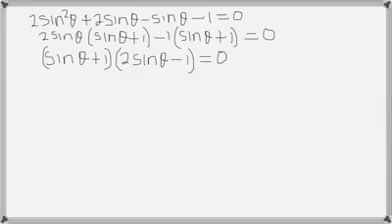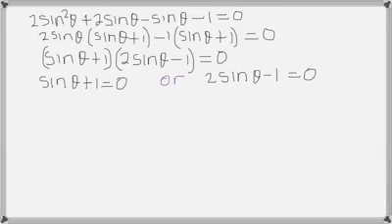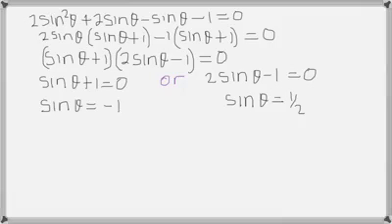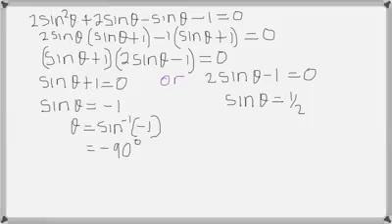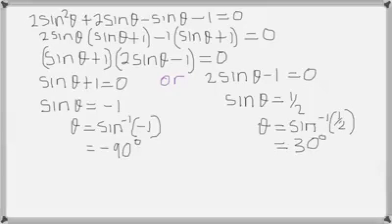And our equation in factorized form is sine theta plus 1 into 2 sine theta minus 1 equals 0, which means that sine theta plus 1 equals 0, or 2 sine theta minus 1 is equal to 0, which also leads us to sine theta being equal to minus 1, or sine theta is equal to half. Now the PV, which is our principal value, for the first equation is the arcsine of minus 1, which in this case is minus 90 degrees, and the PV for the second equation is the arcsine of half, which in this case is 30 degrees.